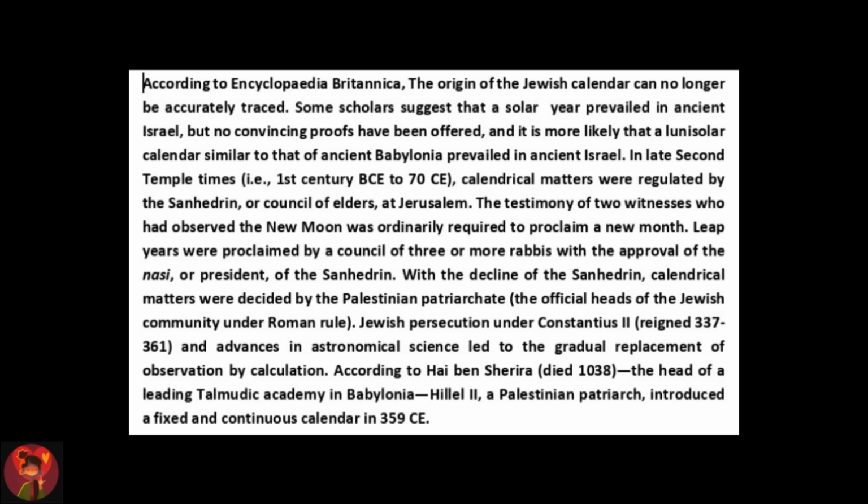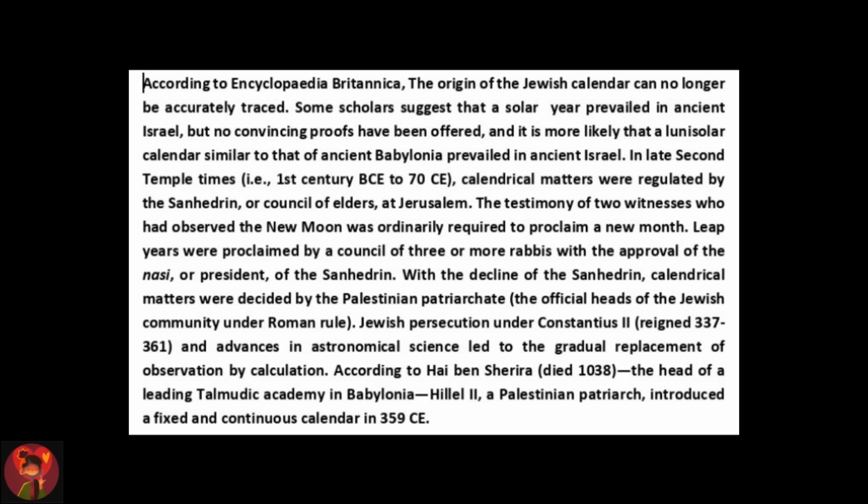In late Second Temple times, 1st century BCE to 70 CE, calendrical matters were regulated by the Sanhedrin, or Council of Elders, at Jerusalem. The testimony of 2 witnesses, who had observed the new moon, was ordinarily required to proclaim a new month. Leap years were proclaimed by a council of 3 or more rabbis with the approval of the Nasi, or president, of the Sanhedrin.